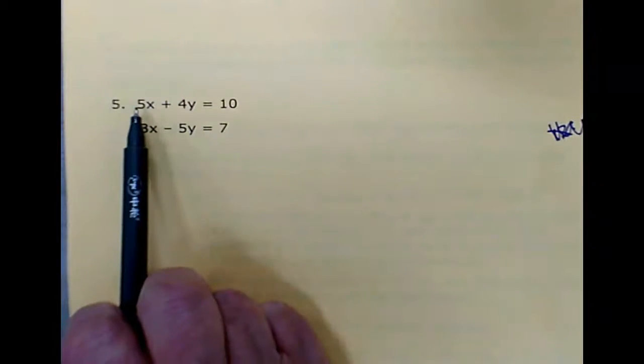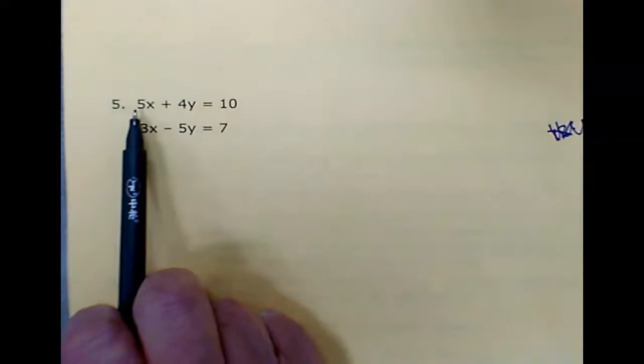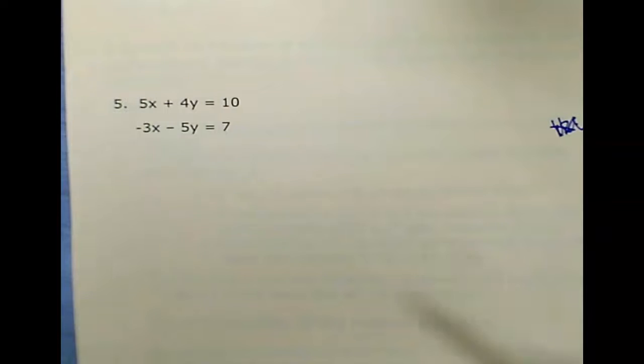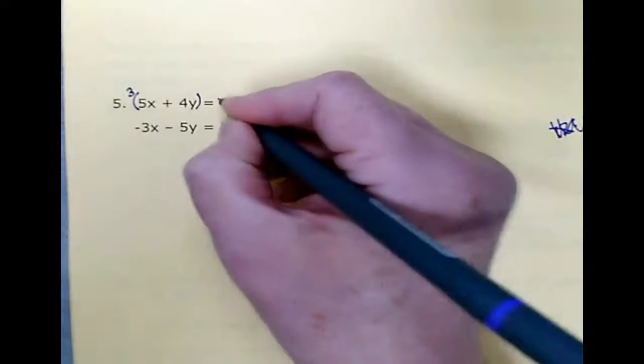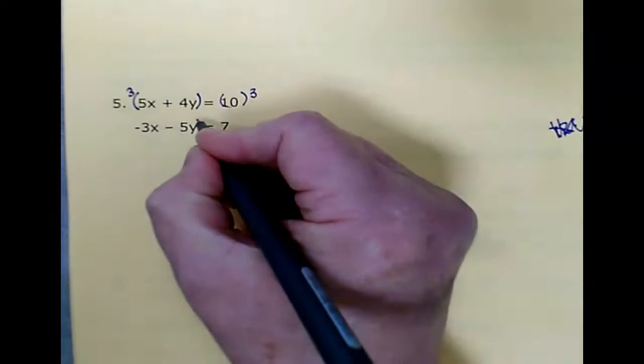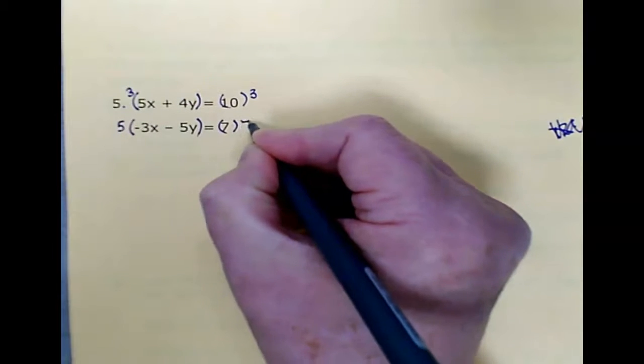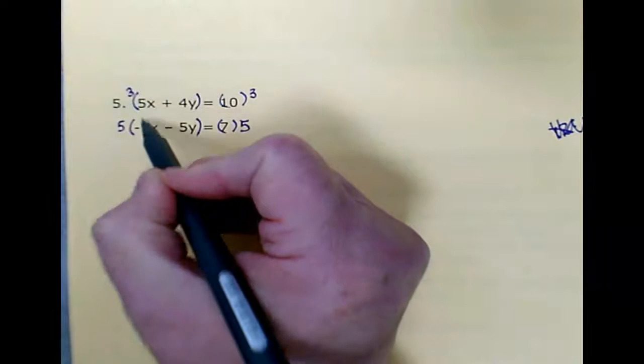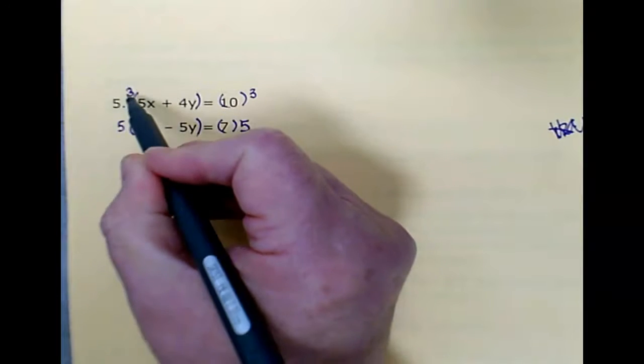In order to cancel out the x, there's no number I can multiply the 3 by that will go into 5, and so I'm going to have to multiply both of my equations. I am going to multiply this equation on both sides by a 3, and I'm going to multiply this equation on both sides by a 5. Where did I get the 3 and the 5? From those two numbers right there.